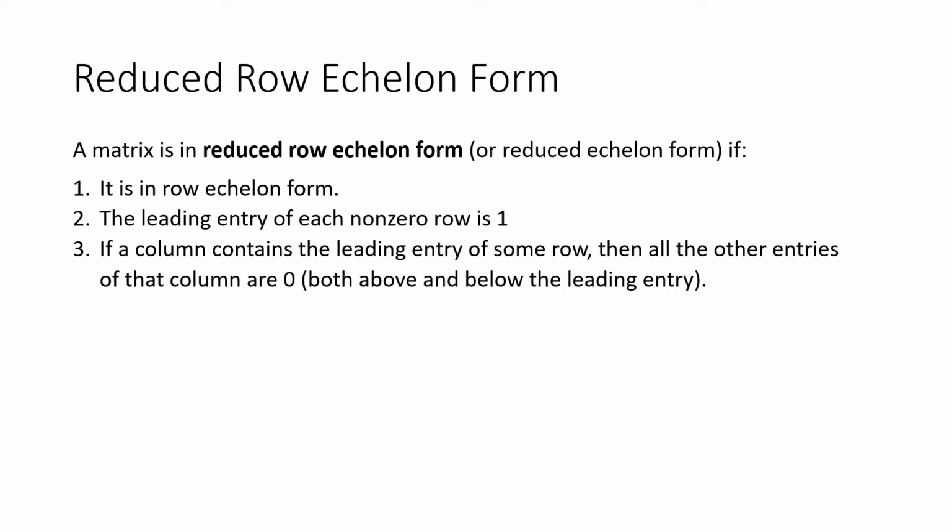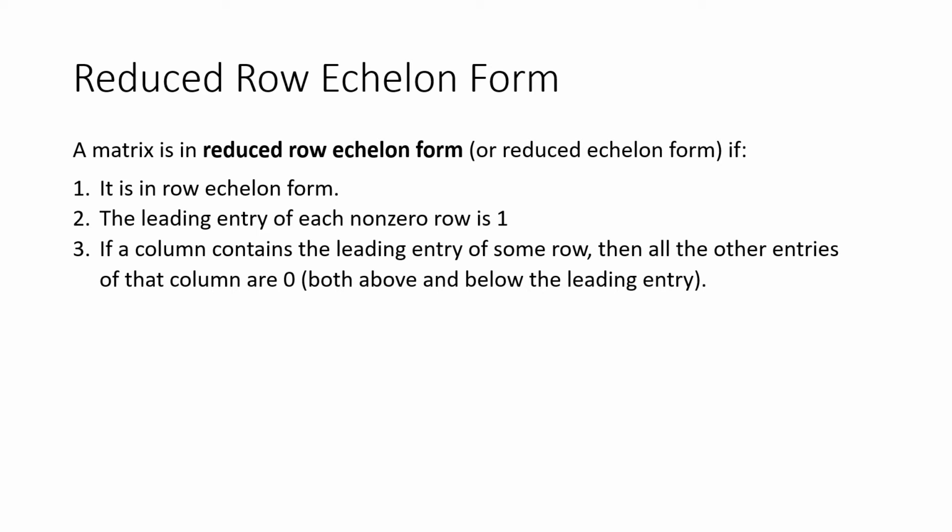Now there's another definition, which takes row echelon form and goes one step further. In this class, we are going to be getting to row echelon form, and then we will often try to go the next step to something called reduced row echelon form. Reduced row echelon form has three additional conditions.